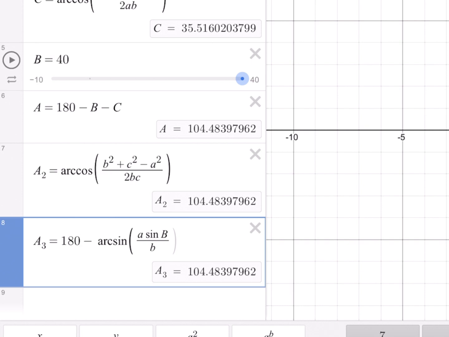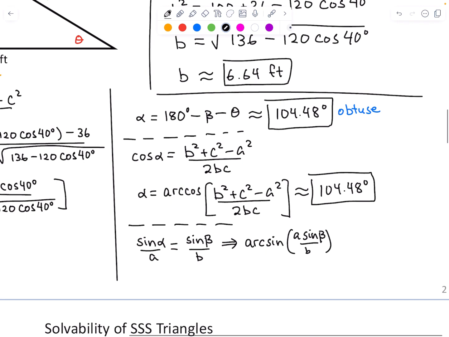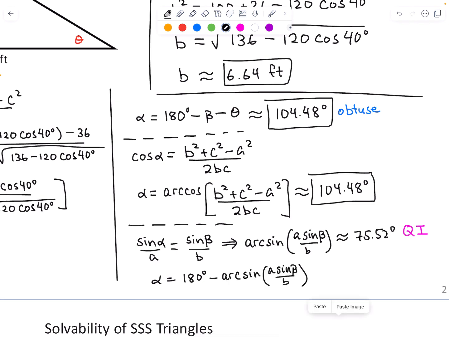So this is the angle we're looking for, and as you can see, it matches the other two. So the arc sine of this expression gave us a quadrant 1 answer, but alpha is an obtuse angle, or it needs to be obtuse. So we can actually find alpha by doing 180 degrees and then add the opposite of this arc sine expression, or in other words, remove arc sine of A sine beta over B. And this gives us a quadrant 2, or in other words, obtuse angle.